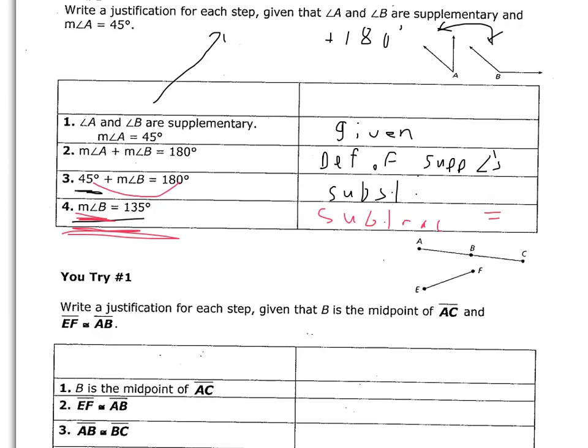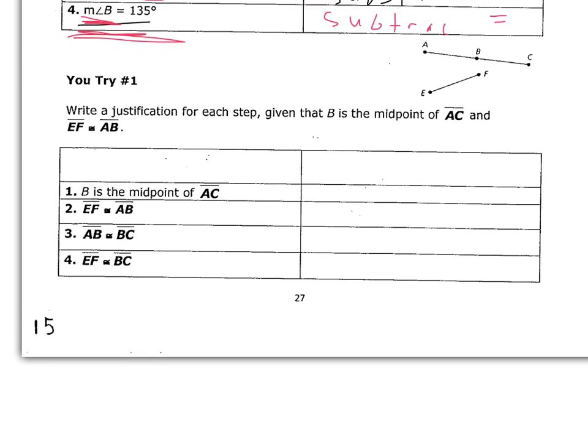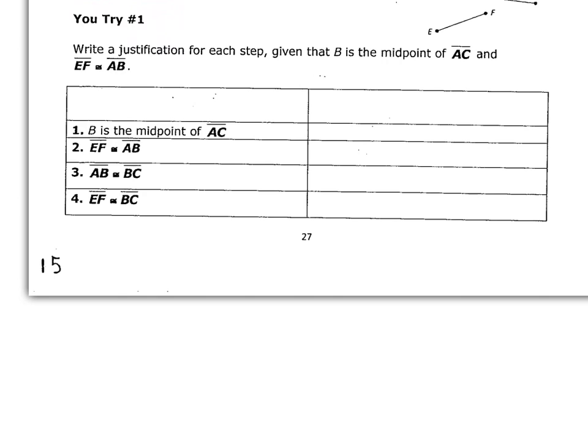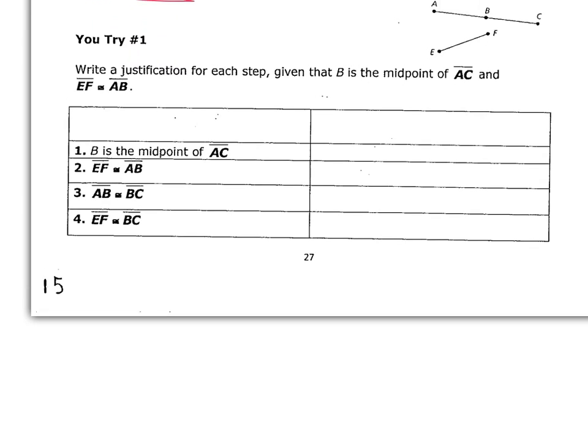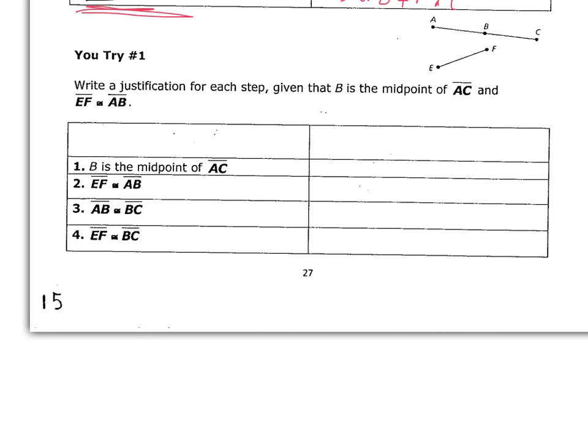Okay, so let's go ahead and try another one real quick. It says, write a justification for each step, given that B is the midpoint of AC and EF is congruent to AB. So your first step that it gives you says B is the midpoint of AC. That's up here in your givens, so we know that that is a given.